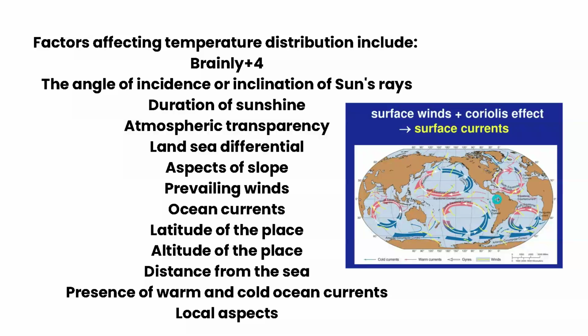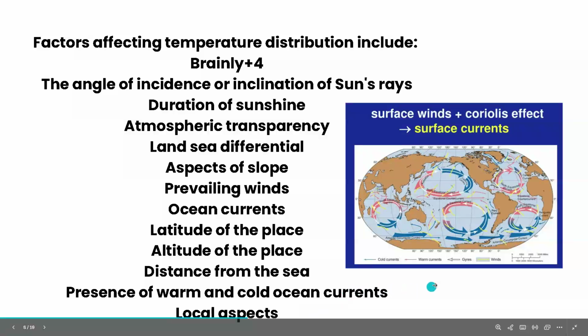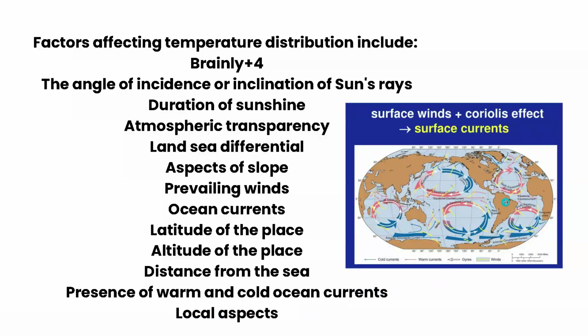But whereas in equator, equatorial type of climate, distance from the sea: if the land is interior, then it will not be influenced by the sea currents. So only the borders you will find they are influenced by the sea currents. Then presence of warm and cold ocean currents and local aspects. Local aspects means the sun rays falling directly on the land, and that affects the local aspects.